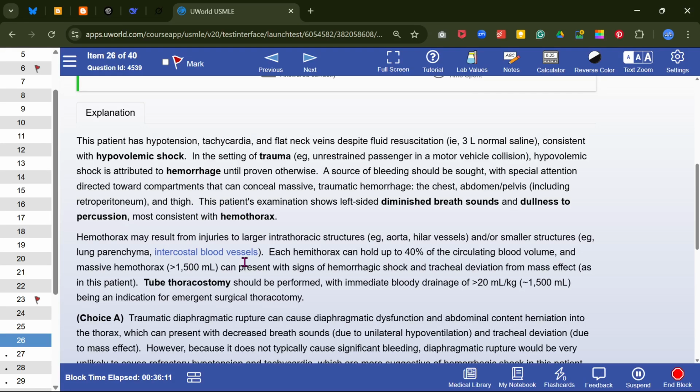Hemothorax may result from injuries to larger intrathoracic structures, such as the aorta and hilar vessels, and smaller structures, that is lung parenchyma and intercostal blood vessels. Each hemithorax can hold 40% of the circulating blood volume. Massive hemothorax, more than 1500 ml, can present with signs of hemorrhagic shock and tracheal deviation from mass effect. Tube thoracostomy should be performed, with immediate bloody drainage of more than 20 ml per kg being an indication for emergency surgical thoracotomy.